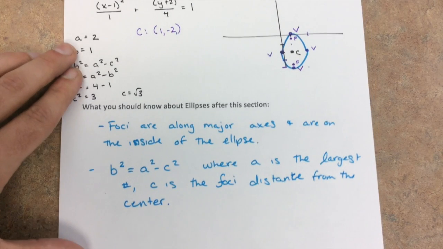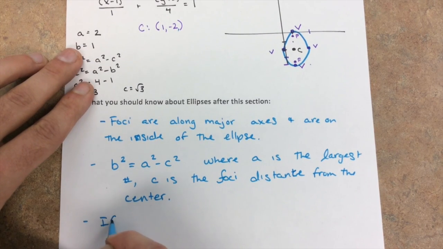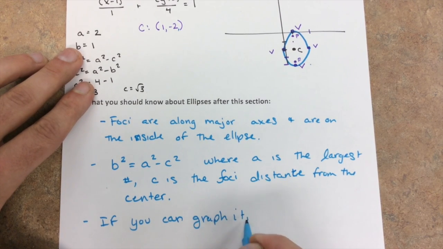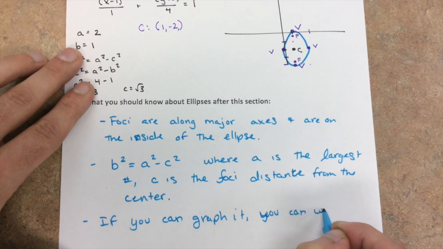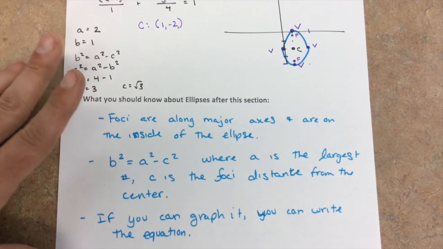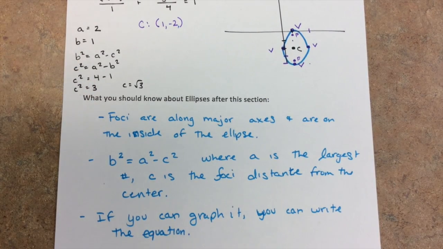And then the last thing, if you can graph it, you can write the equation. So those are the things that I want you to be able to do to analyze ellipses. So that's our second conic section.